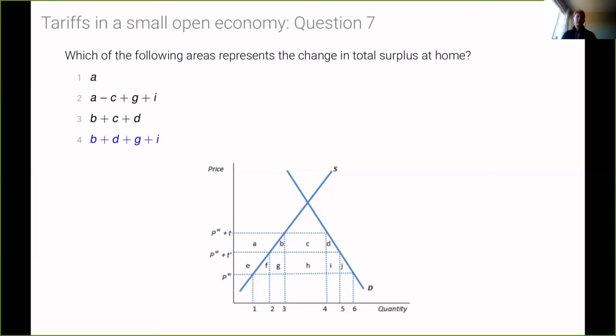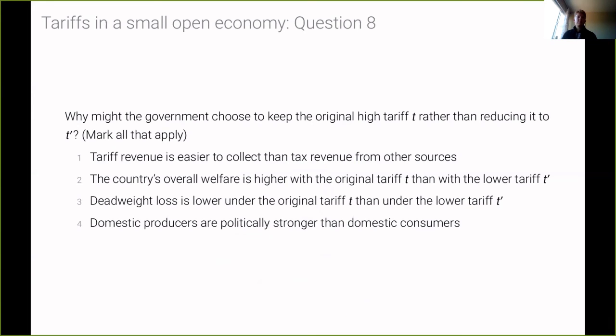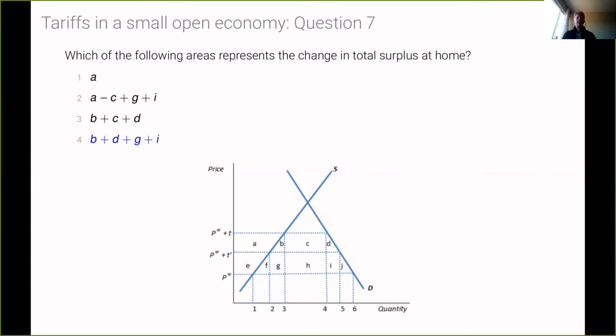So number 4 should be correct, and it is. And so we can see that by reducing the tariff, there's been a net gain in welfare. It doesn't really matter how large B plus D plus G plus I are. There's nothing negative in that sum, and so on net it's positive. Even though our domestic producers may be a little bit worse off, the gains of the government and of consumers mean that we're overall gaining from decreasing tariffs.